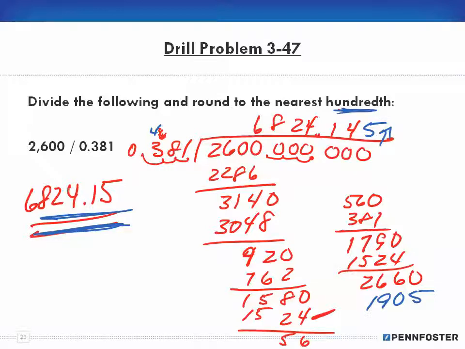Okay. That also leads me to when I look in the textbook, it says that the answer is 6,824.14. Okay. So yes, that is an error in the textbook. All right. That 4 should be a 5. It should be 15. I don't know why they didn't round up. Okay. But another typographical error in the book.